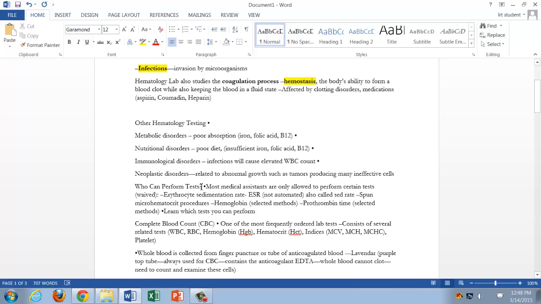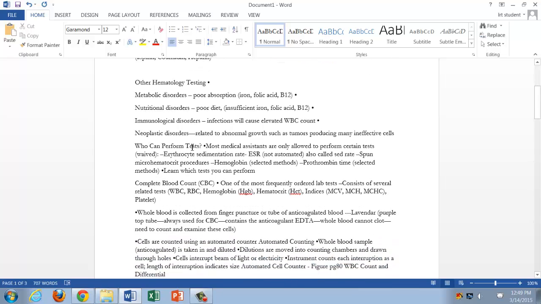On the top of page 79, who can perform tests? So the medical assistant we've talked about in Unit 1 we talked about CLIA waived tests.